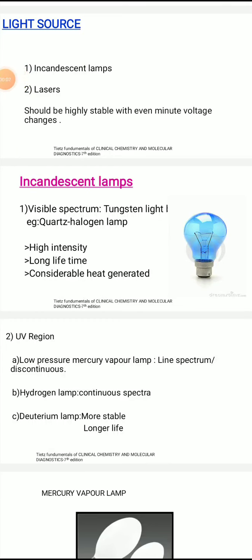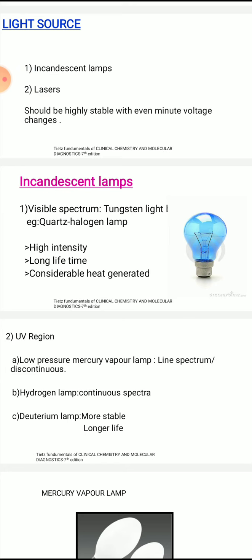Friends, in the previous class we discussed the components of a colorimeter, right? What are the components? There will be a light source which gives the light, and after that a slit which allows only a beam of light to pass, then a condensing lens which gives a parallel beam of light.